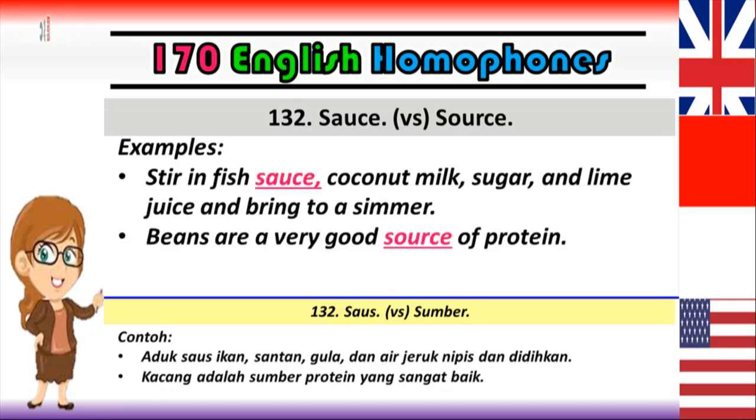132. Sauce versus source. Examples. Stir in fish sauce, coconut milk, sugar, and lime juice, and bring to a simmer. Beans are a very good source of protein.